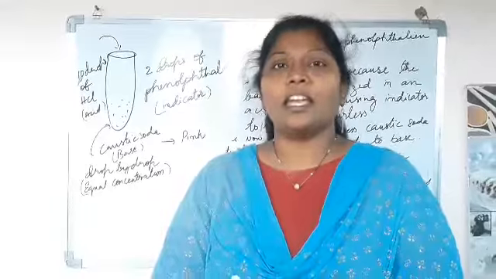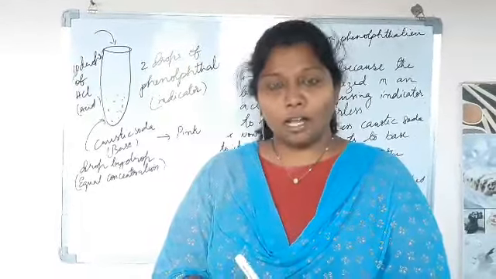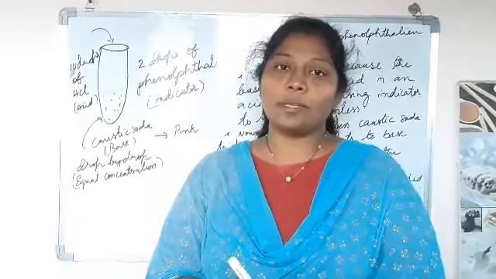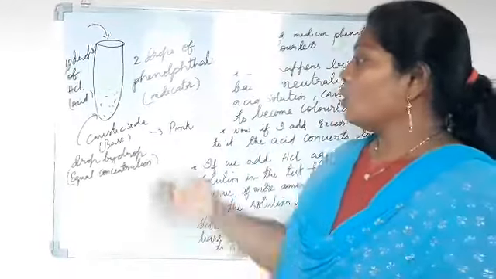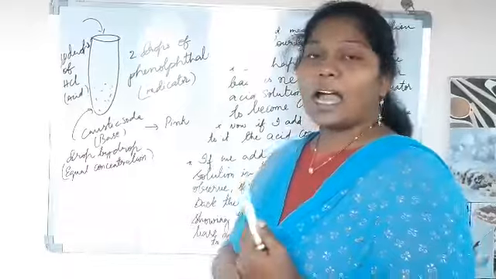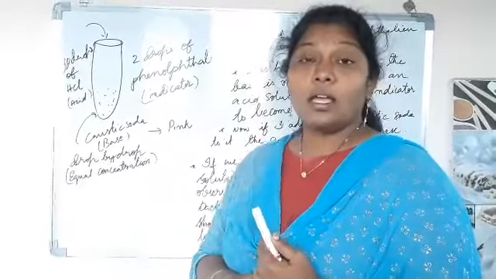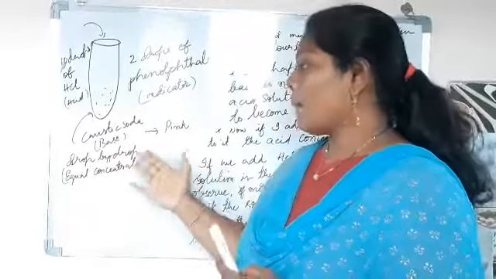Do you remember, children, when phenolphthalein indicator reacts with an acid, what color it shows? It shows colorless. The acid will react with phenolphthalein and the solution will be colorless. Okay, and now what are we going to do to this solution? Now we are going to add caustic soda. Caustic soda is a base.